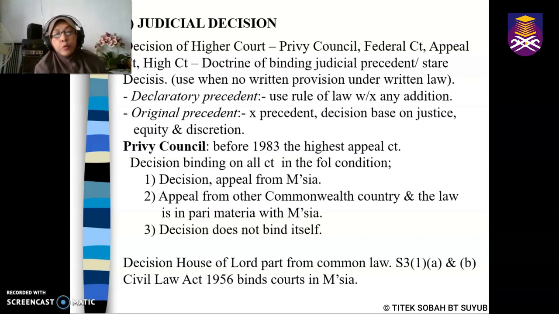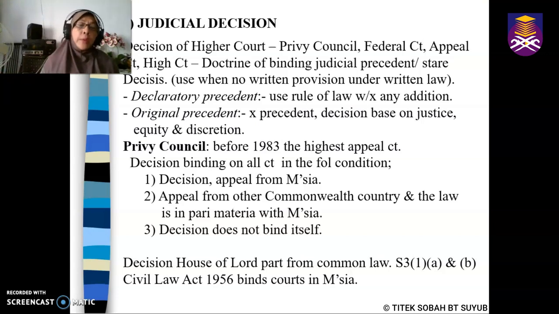And this precedent is of two types. The first one is declaratory precedent, meaning once the judges come to a decision, they just declare it, giving the decision based on the cases which are put forward to them. So there is already a case on that certain issue before this. This is known as declaratory precedent. Whereas for original precedent, there is no precedent yet before this. There is no case which discusses this matter. This is the first time the judge comes across this kind of issue.